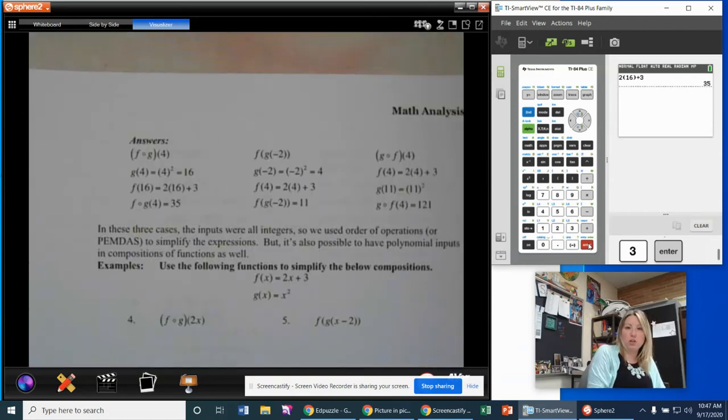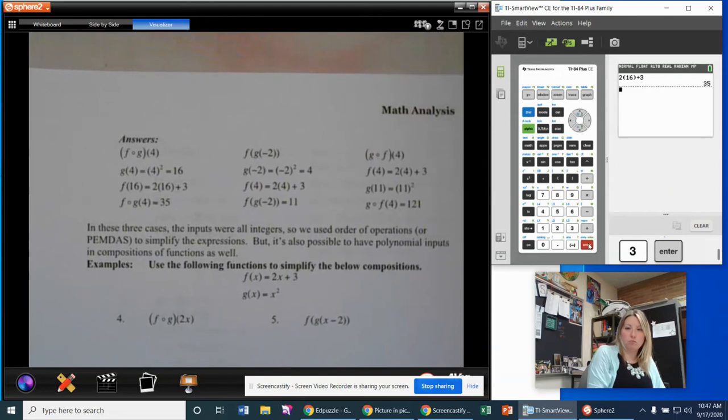Those answers and then that notation being used right here showed all that same work. You got this. All right. Easy enough. But we're in Algebra 2. So what's the catch? The catch is you might not have an integer that you're being asked to plug in.